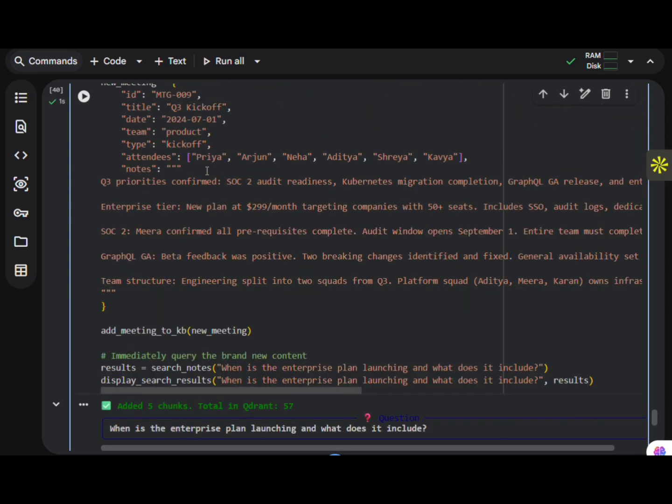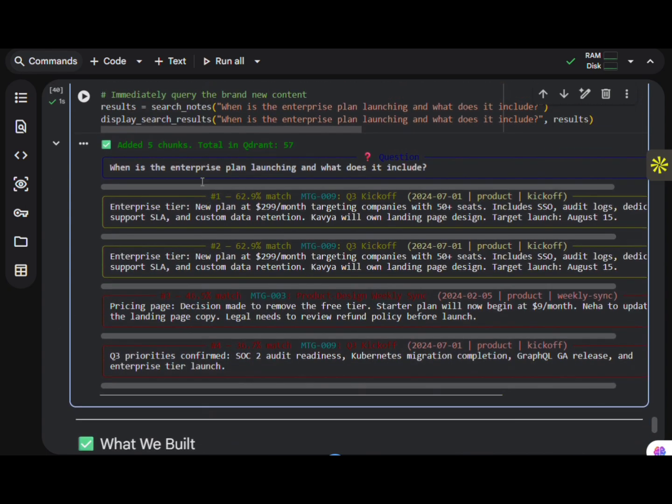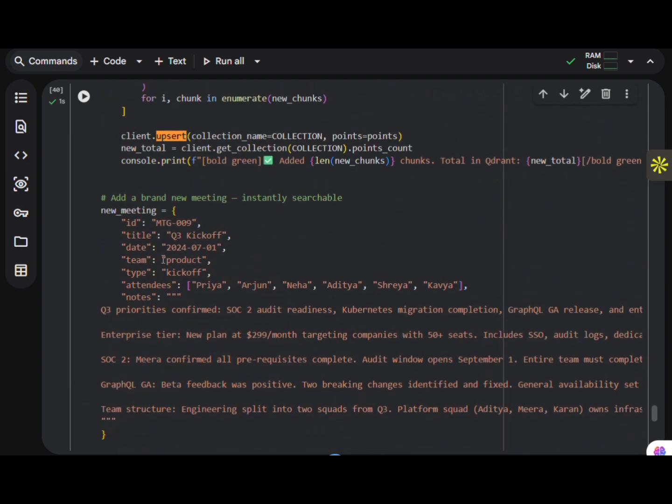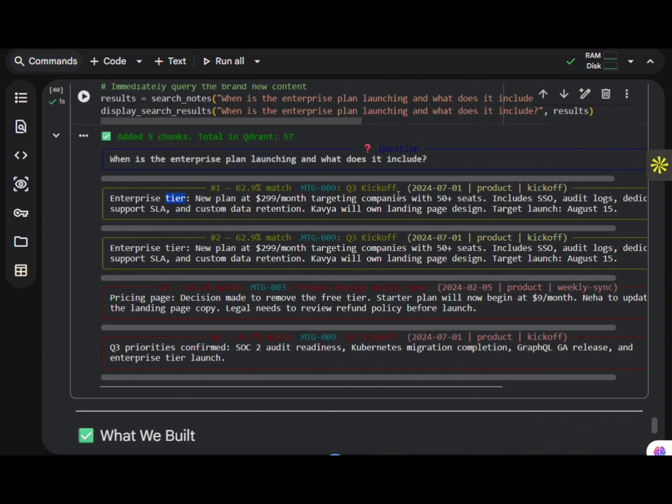Let me run this last cell and show you all how it looks. So this is the latest meeting, you can say. It added the chunks instantly, right on the spot. Ask the question right there itself: when is the enterprise plan launching and what does it even include? Okay, you got the answer. Here you go. It says new plan at $299 per month, targeting companies with 50 plus seats, including SSO, audit logs, and so on and so forth, as you can see, right? Very precise. We just gave the information over here, and it just returned it.